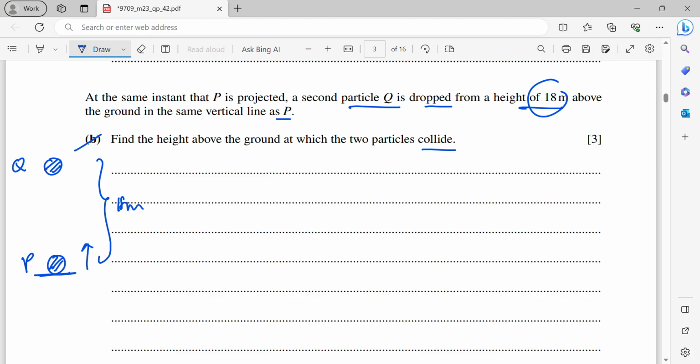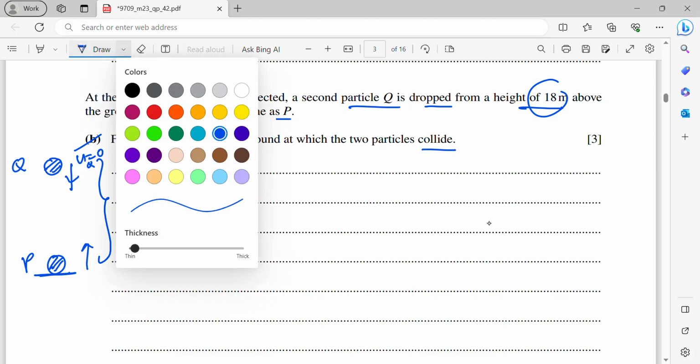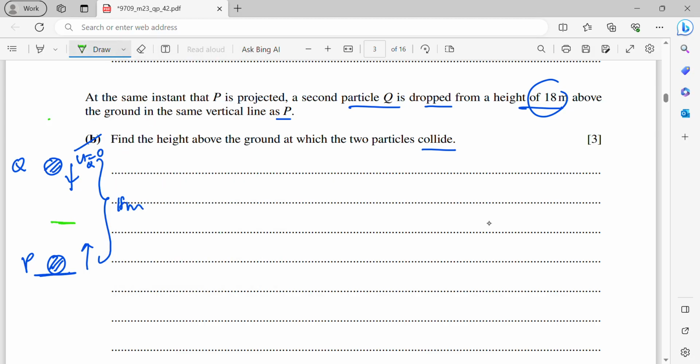Alright, let's say for example, this is dropped. That means a U equals to 0, UQ. Alright, now you need to find the height above the ground at which the two particles collide. So let's say for example, the particle P has traveled up for SP distance. Okay, and then we know that the total distance between P and Q is 18, which means the Q will have traveled 18 minus SP distance. Then they will collide.